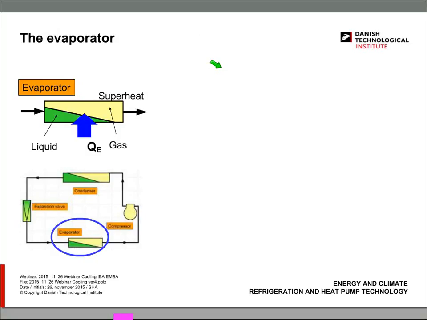But let's take a look at all these components one by one, and let's start with the evaporator. Here you find the part of the whole system, the circuit with the evaporator, where the cooling takes place. Inside this component called the evaporator, we inject refrigerant as mostly liquid. That's the green color here. And when we add some energy to the liquid refrigerant, it evaporates, and instead of liquid, we get gas. And at the end of the evaporator, we get what we call the superheat.